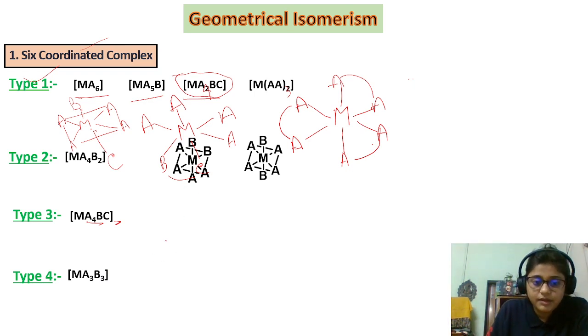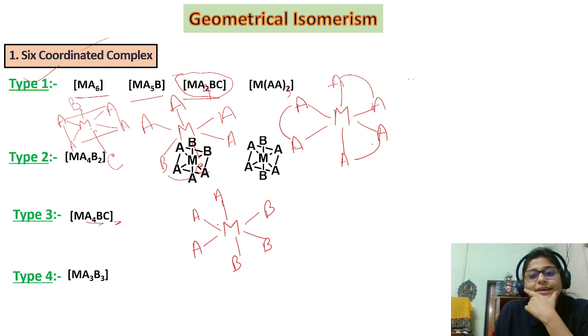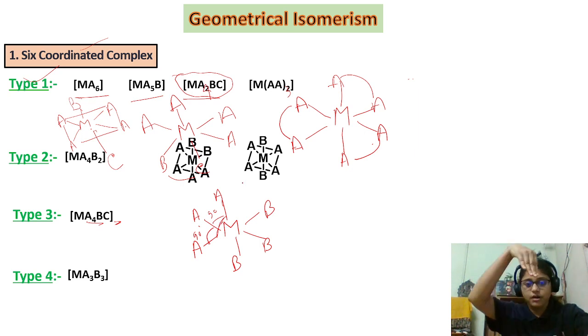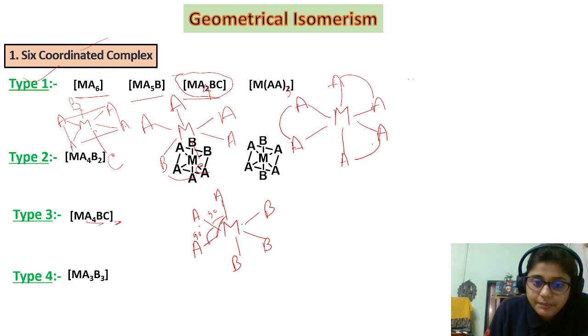You think this can be the structure, right? M, A, A, A, B, B, B. What is happening here? All the A have the same bond angle. This is 90, this is 90, this is also 90. This is up, right? Up, up, 90. And for B, the same case holds, for P or cis.